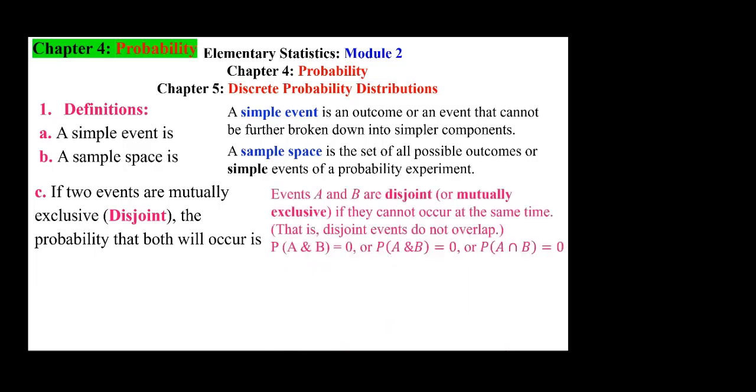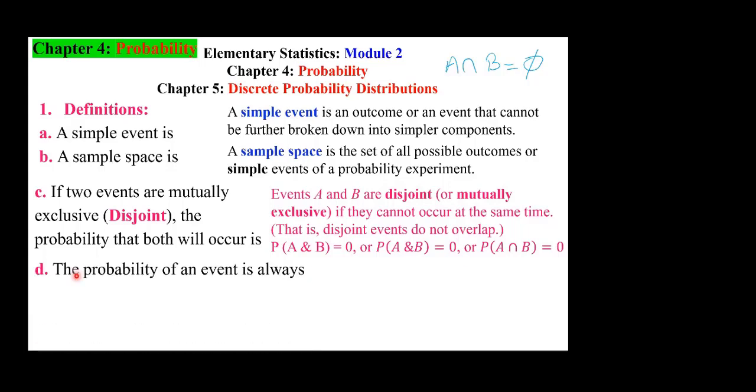Here's the definition. Events A and B are disjoint or mutually exclusive if they cannot occur at the same time. That is, disjoint events do not overlap. There is no intersection between the two. Probability of A intersection B, we write it in this format or in this format, is equal to 0, because A intersection B is an empty set. Intersection of A and B is an empty set. This is phi representing an empty set.